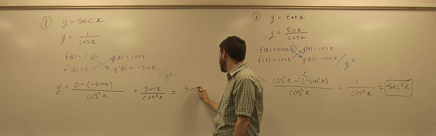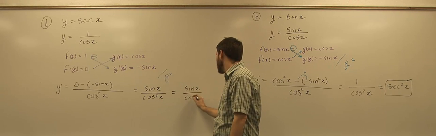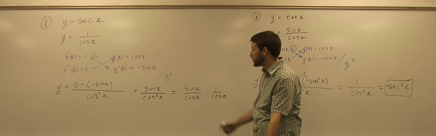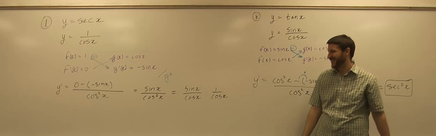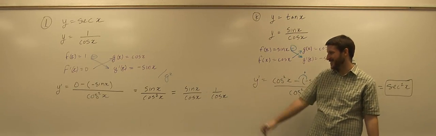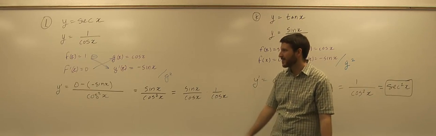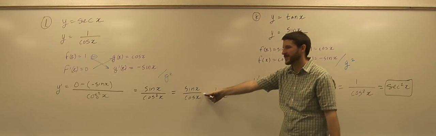All right, so this is sine x over cos x times 1 over cos x. Usually this is the way it's broken out. Nothing wrong with what you did, but this is usually. So tangent, secant. The derivative of secant is secant tan.